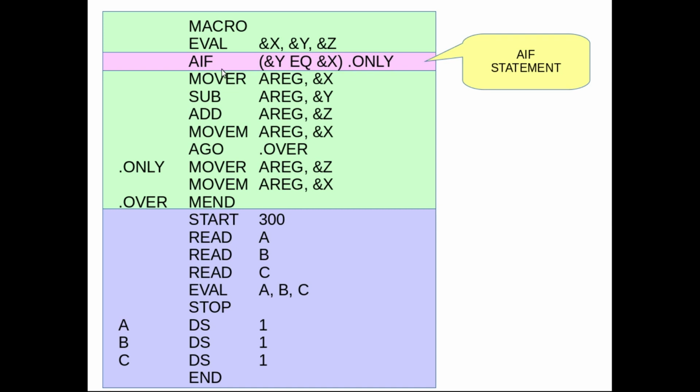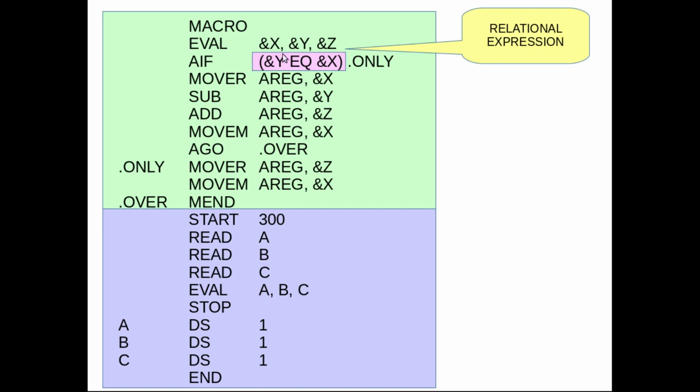Then we also have an AIF statement in this macro, and I hope you already remember what the syntax is. The syntax of the AIF statement includes a relational expression. So this is my relational expression, y equal to x, and the relational expression will be followed by a sequencing symbol. So that's my AIF statement.